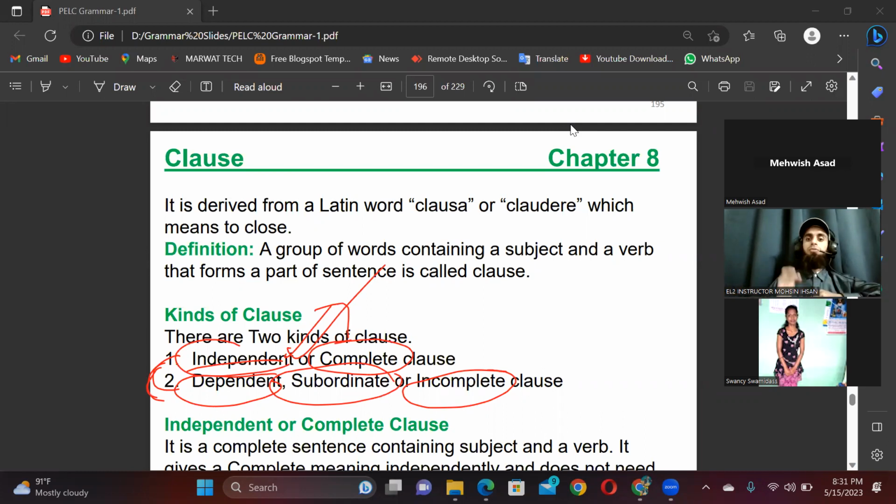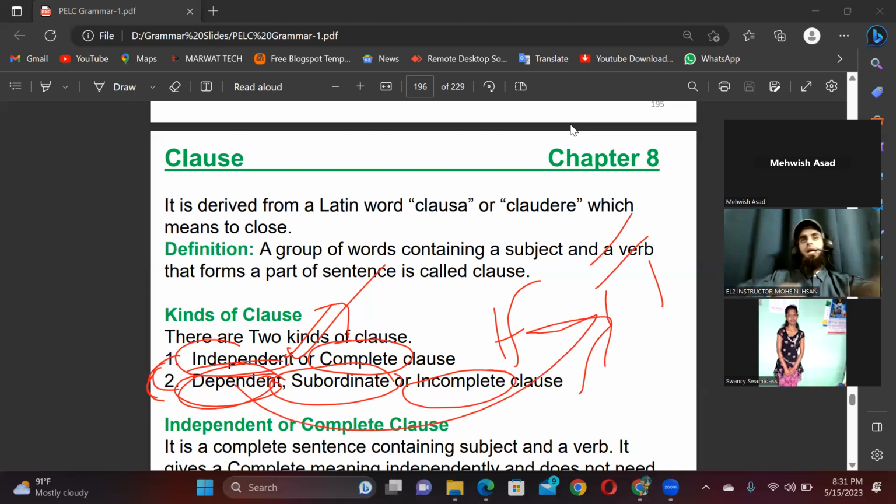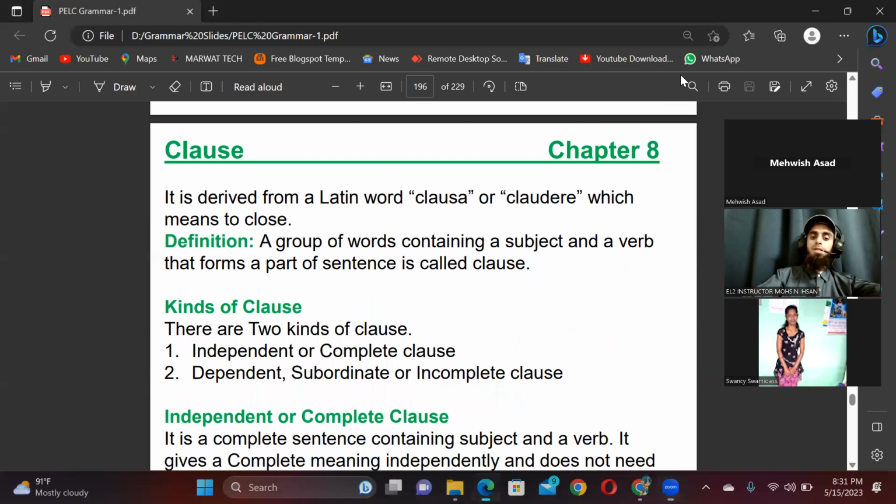But if I say, if I give a lecture, now I use the word if, that means agar. If I give a lecture, now this is not a complete meaning. So what will happen? If any sentence leaves us confused, if any sentence raises a question in our mind, like what will happen, then it is going to be considered a dependent class. Why? Because it needs some other words to complete its whole meaning. That's why it is dependent on other words, while the independent is not dependent.